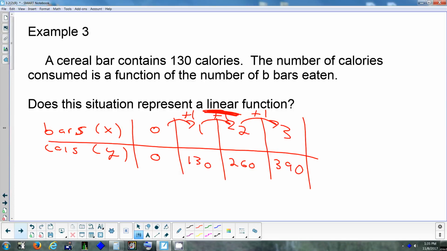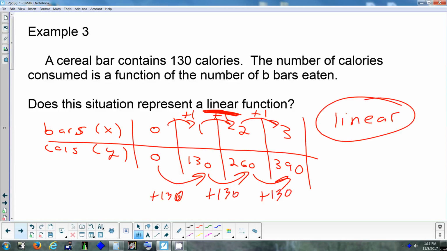Now, is there a pattern in the y's? How do you get from 0 to 130? You add 130. How do you get from 130 to 260? Add 130. 260 to 390? You add 130. Since we have a pattern, is that a linear function? Yes.